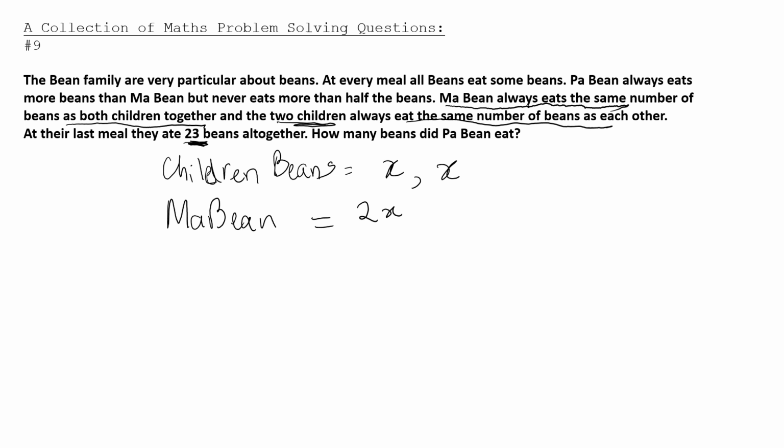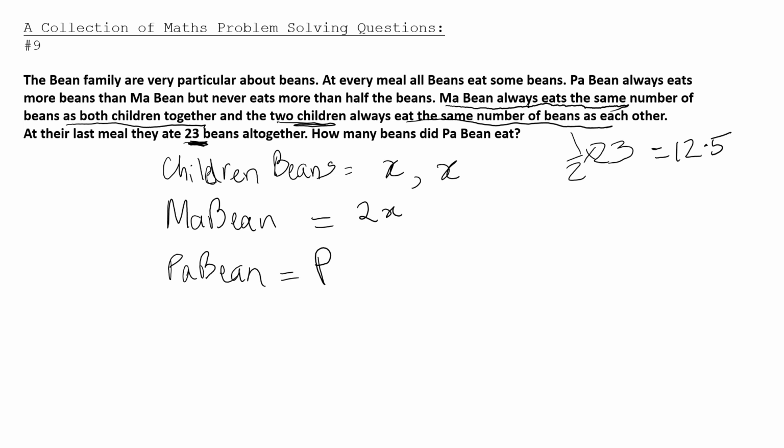I can't write it in terms of x yet, so I just say P for Pa Bean. Before that, I must work out half of 23. Half of 23 equals 12.5. Pa Bean cannot eat 12.5, because he did not eat more than half. So Pa Bean either ate 12 or less than 12, not 12.5.